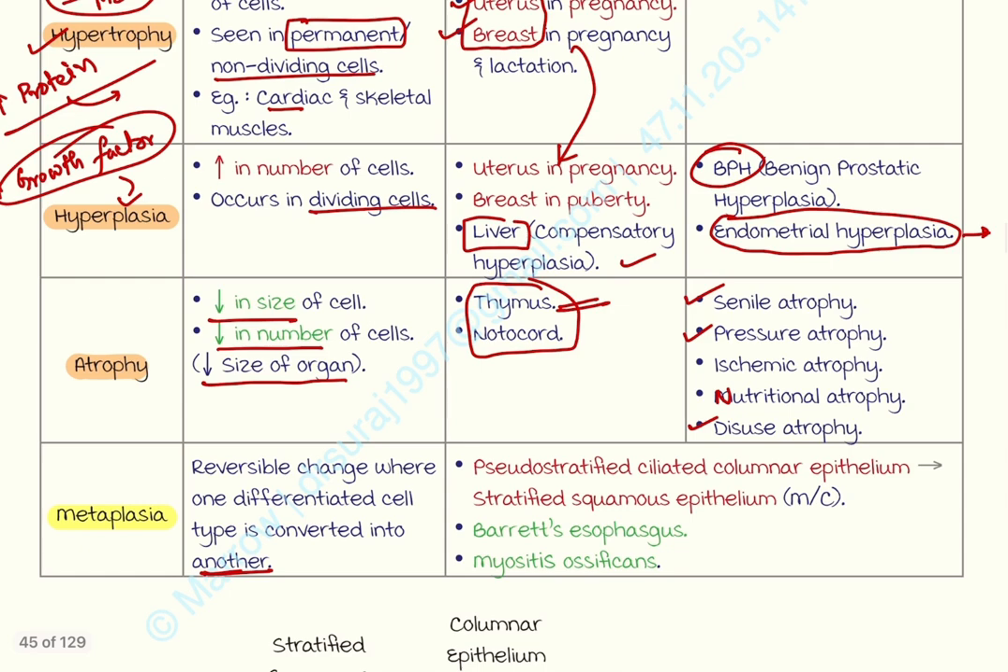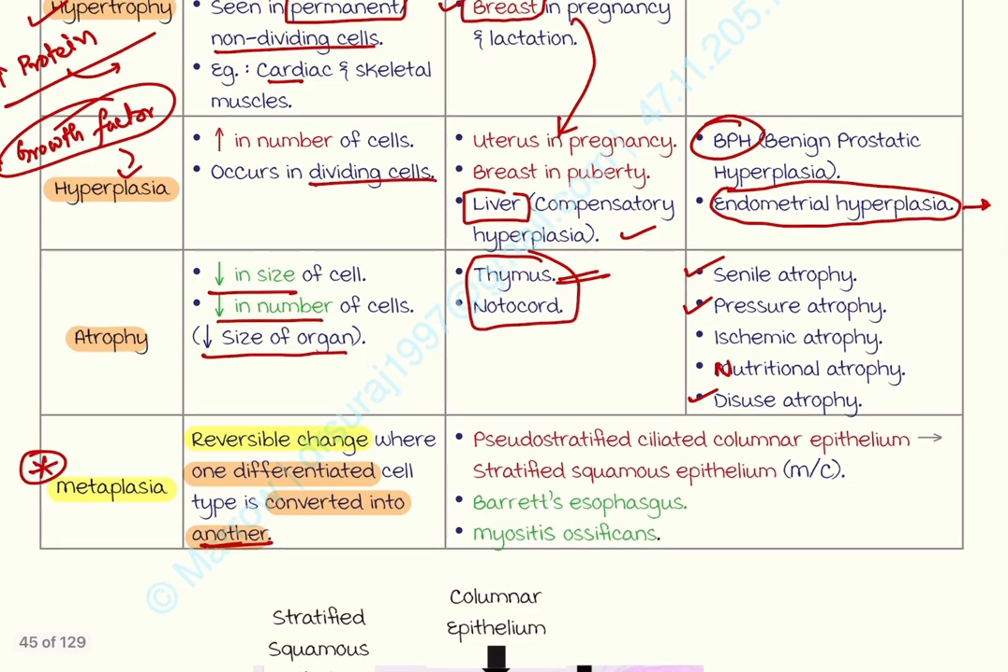Next, very important is metaplasia. Metaplasia is a reversible change. First thing you have to know, it is a reversible change. That means if you withdraw the offending stimulus, then the change can be reverted back. And what is this change? Here one differentiated cell type is converted to another differentiated cell type. So differentiated cells are actually produced from the stem cells.